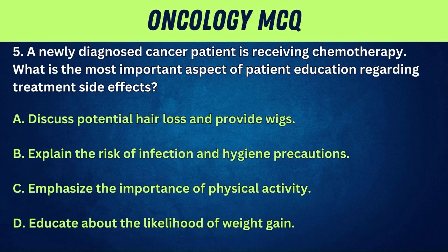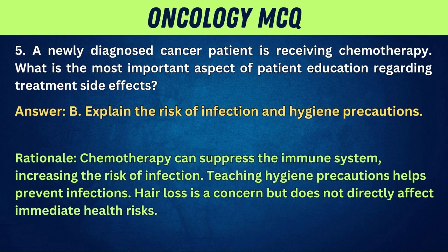5. A newly diagnosed cancer patient is receiving chemotherapy. What is the most important aspect of patient education regarding treatment side effects? A. Discuss potential hair loss and provide wigs. B. Explain the risk of infection and hygiene precautions. C. Emphasize the importance of physical activity. D. Educate about the likelihood of weight gain. Answer: B. Explain the risk of infection and hygiene precautions.